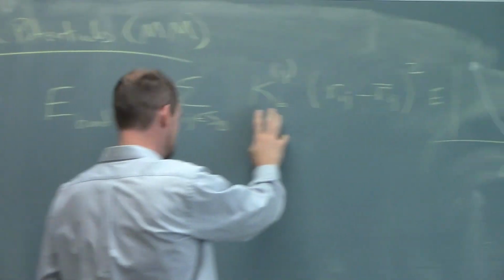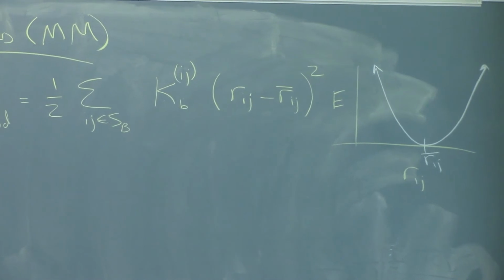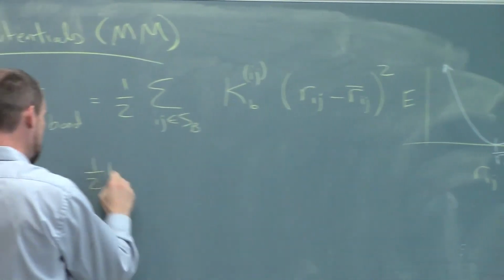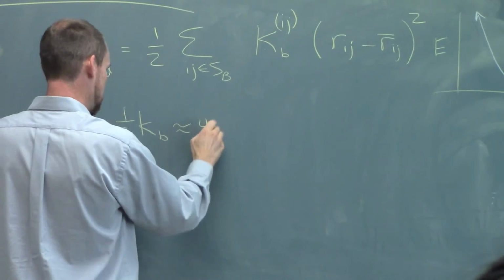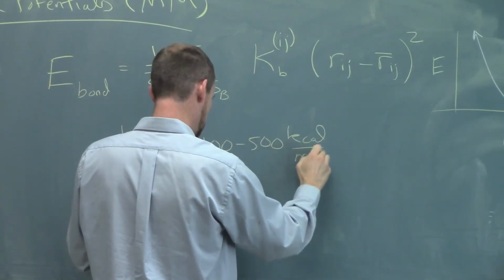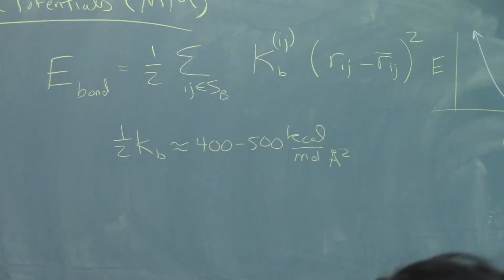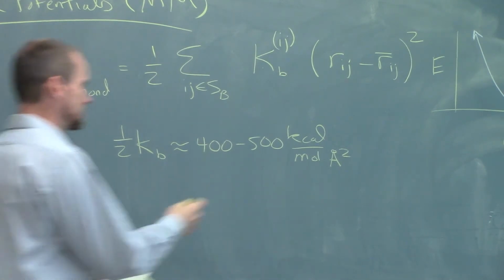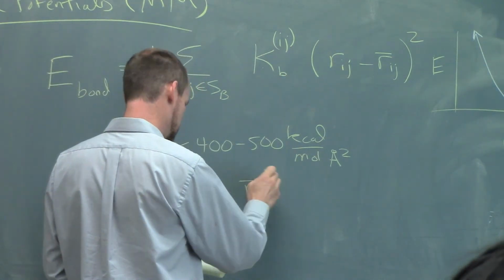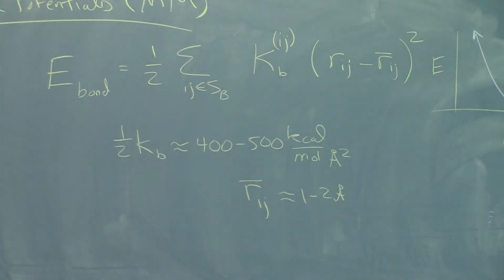So to do that, we'll need some parameters. We'll need to know what the energy of the bond is. How much energy does it take to stretch a bond? So it turns out 1/2 Kb is about 400 to 500 kilocalories per mole per angstrom squared. And it turns out most bond lengths Rij bar are about 1 to 2 angstroms. So bond lengths, say, could be 1.4, 1.6 angstroms. And we vibrate around that.